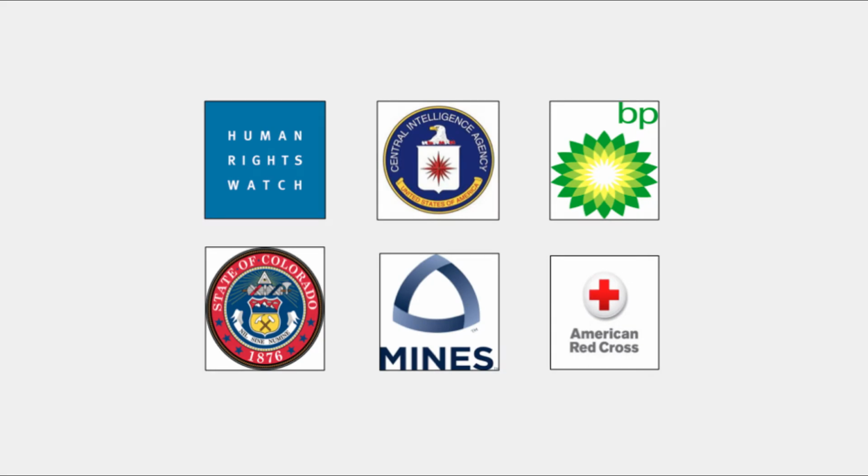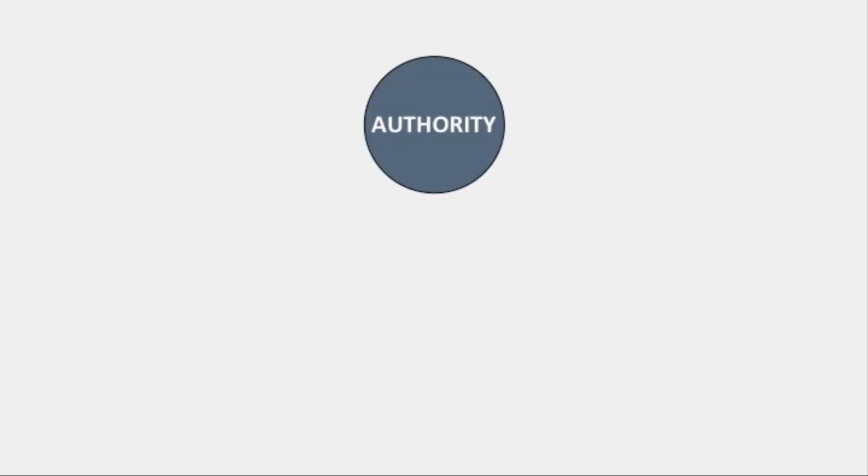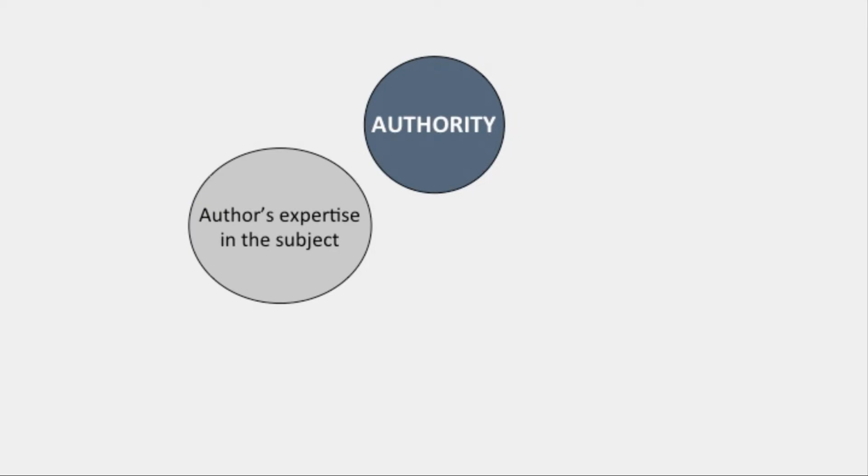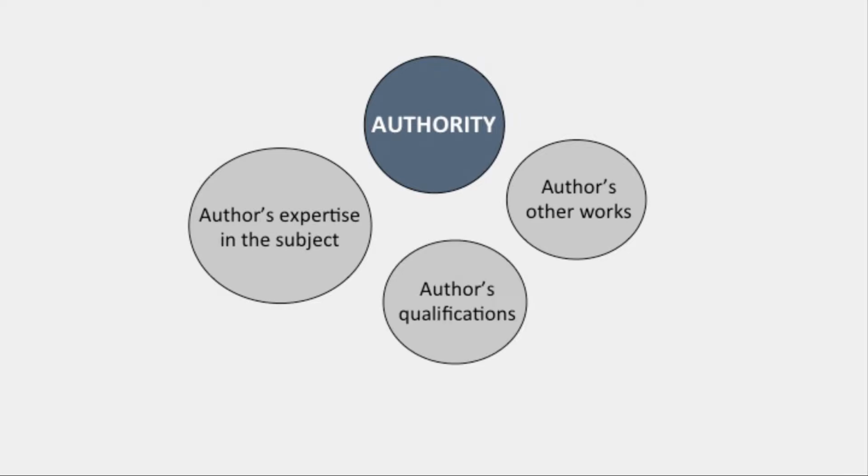Authority relates to the author and publishers of the website. In some cases, the author may be an organization, institution, or company rather than an individual. You'll want to consider what the author and publisher's authority is in talking about a certain subject. You can do this by looking into the author's expertise in the subject, other works that the author has written, any particular points of view or opinions that are evident, and the author's credentials.